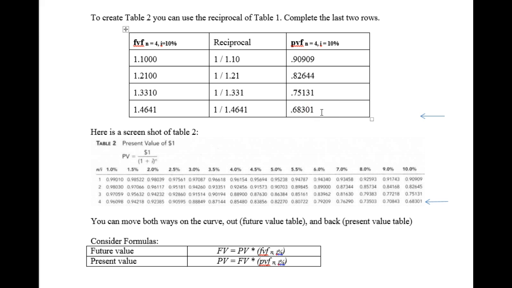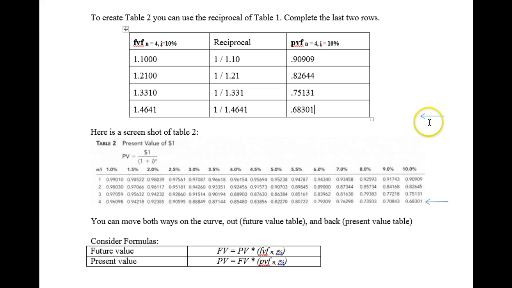Focus for a second on the 4th year. The 4th year at 10% is 0.68301. Go to table 2. Here's the screenshot: 10%, 4 years, 0.68301. Some poor fool had to grow $1 by 10% to make table 1, and then probably that same poor fool had to come back and make the reciprocal of it so you could come back on that growth curve.